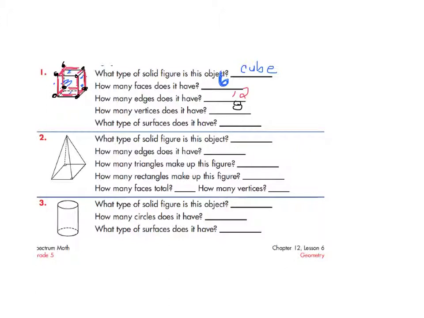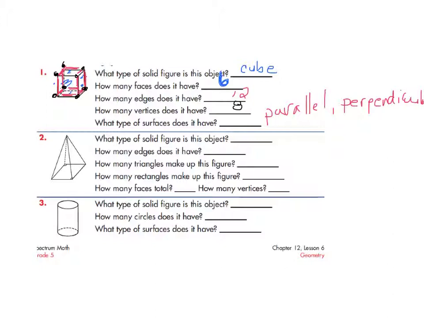What types of surfaces does this shape have? Well, if we wanted to, we could talk about the fact that each opposite face is parallel and each connecting face, adjacent face, is perpendicular. So those are the types of surfaces it has. It has parallel and perpendicular faces. Ooh, I ran out of room there.